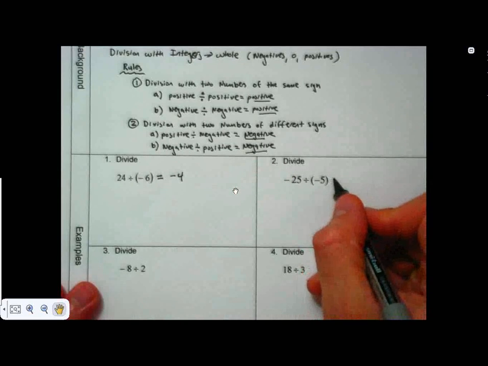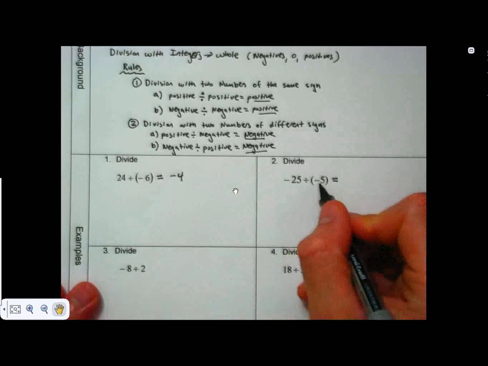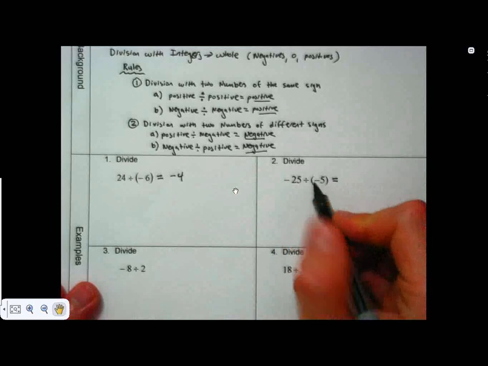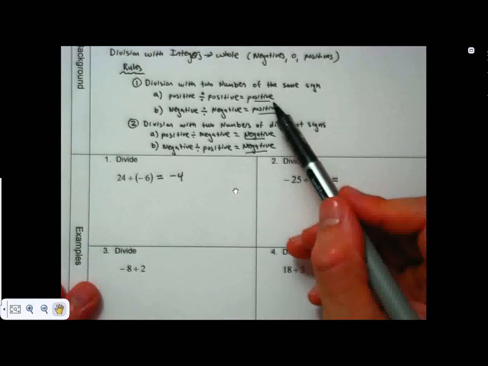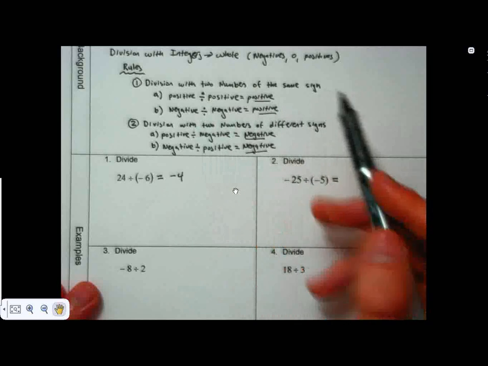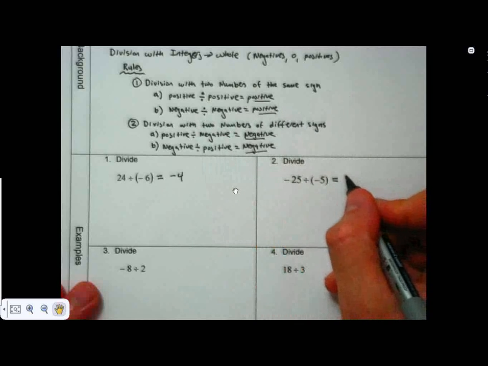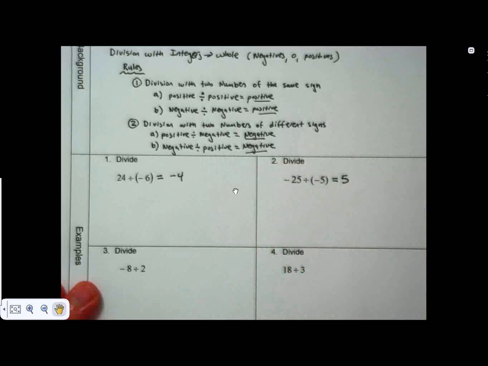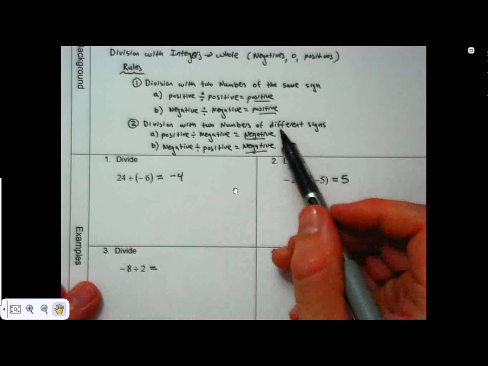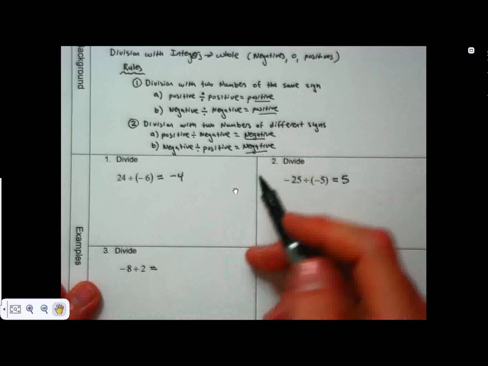Example number 2, we've got negative 25 divided by negative 5. Signs are the same. That falls under rule number 1. And so I know my answer is going to be positive. Okay, the next one, negative 8 divided by 2. The signs are different. That falls under rule number 2. So I know my answer is going to be negative.